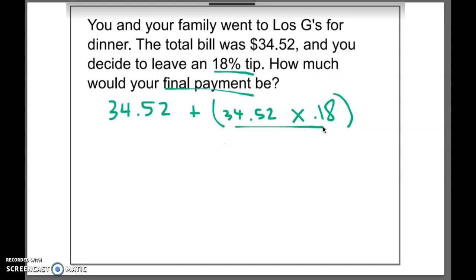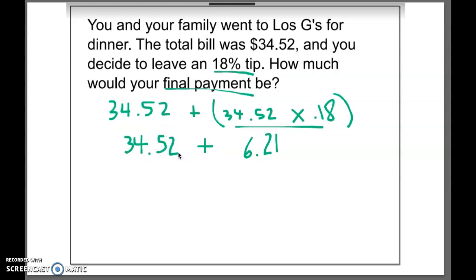So that's $34.52 times 0.18. You're going to round to your nearest penny. So that's $6.21. That's your tip. Just that's the tip. But it wants to know the whole price. So you have to add it back to your total.